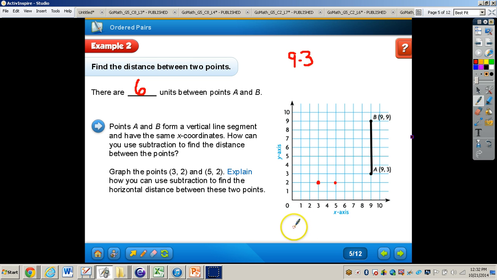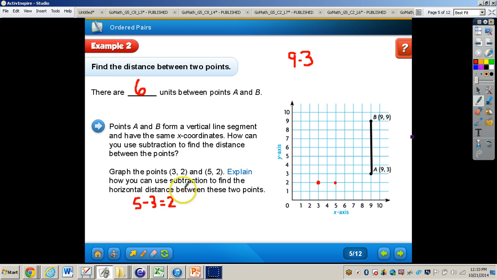Now we can see that both points are along the same y-value, so we don't have to worry about that, but we look at the x-axis. One point is plotted at 3, one is at 5. So we can see 5 minus 3. The horizontal distance between these 2 points is 2.